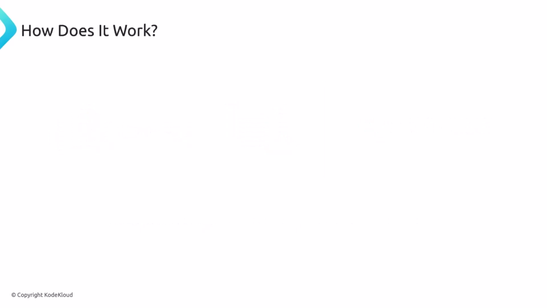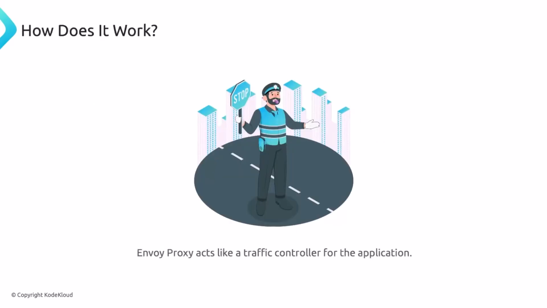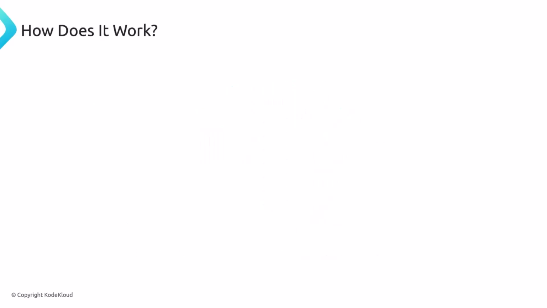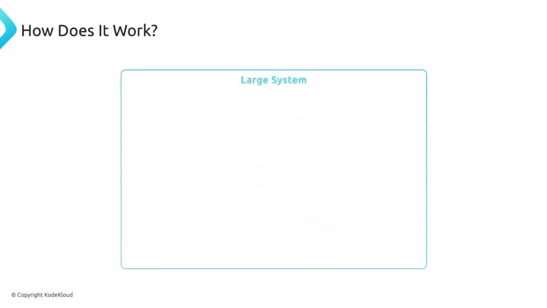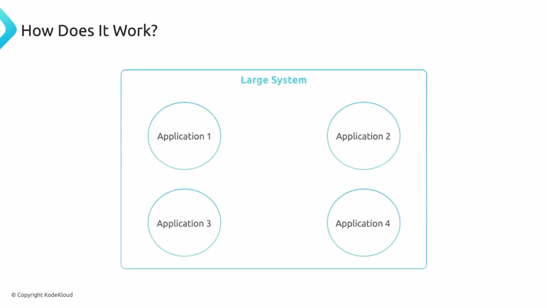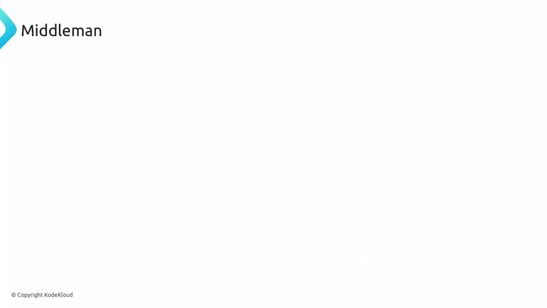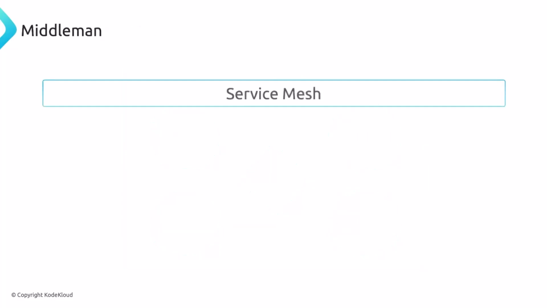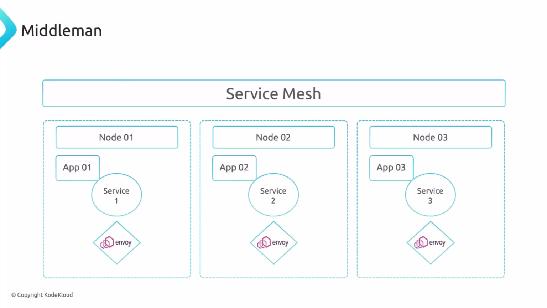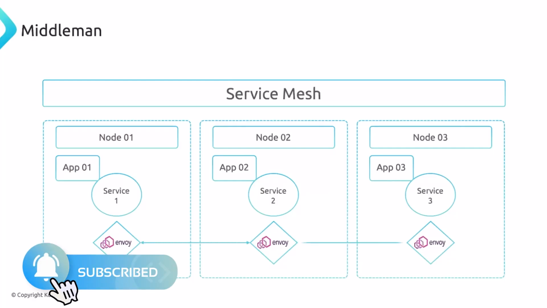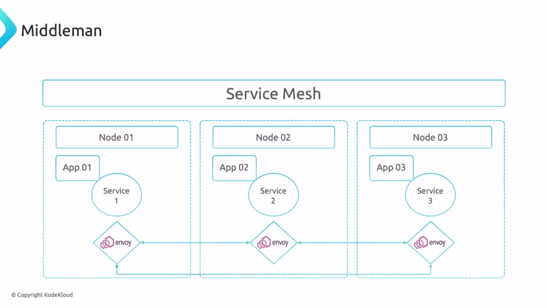So how does it work? Think of Envoy proxy as a traffic controller for your application. In a large system where there are many applications that need to talk to each other, Envoy proxy makes sure that the messages between those services get to the right place in the fastest and safest way possible. If you recall the classroom example, right? The assistant here is the Envoy proxy. It takes your note and makes sure it goes to the right student.